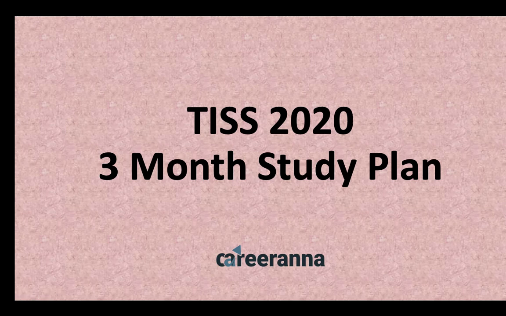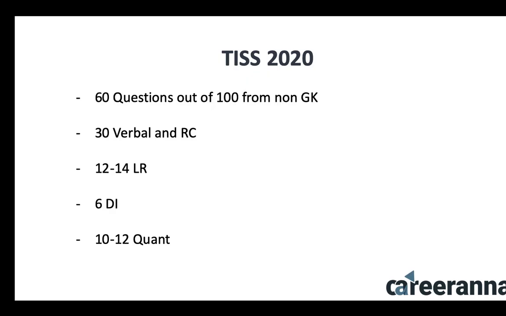Hello everyone, welcome to this session on the TISS 2020 3-month study plan for the non-GK sections of the examination. When it comes to non-GK, you are going to have 60 questions out of 100 coming from the non-GK part. 30 questions out of these would be from verbal and reading comprehension, 6 from DI, 12 to 14 from logical reasoning, and 10 to 12 from quantitative aptitude.